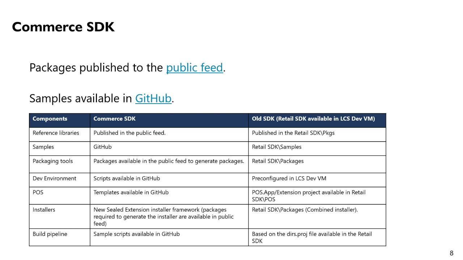So the first thing, as I said, required for development is your reference library. Now the reference library is available in the public feed. You can get the location for this public feed. To consume this library, you can use NuGet Manager, put in the public feed URL, and then start consuming all the different versions of the DLL. But previously in the older SDK, everything was published in the retail SDK packages folder.